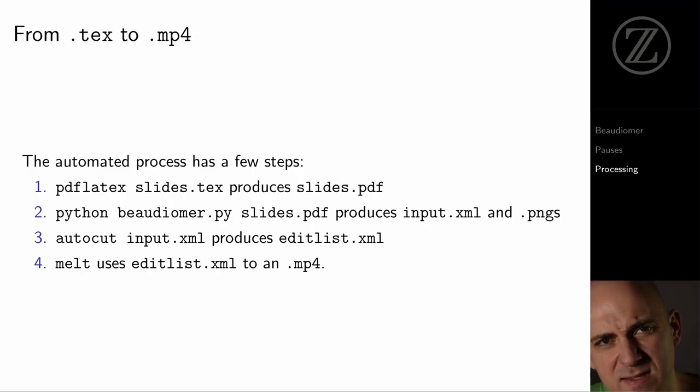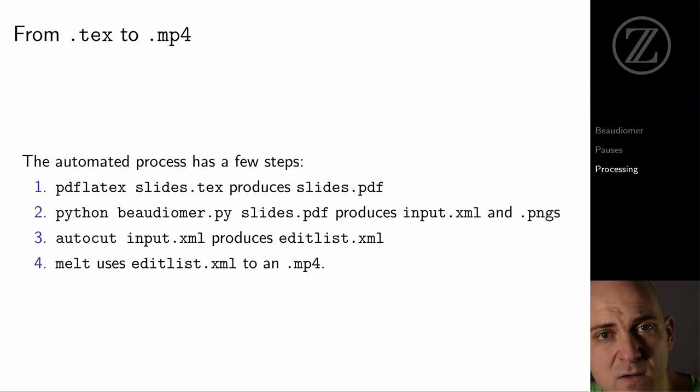The point of this process is to completely automate the transformation from a tex file to an MP4. So there's a few tools that end up being used to do this. So of course, pdfLaTeX is used to convert the tex file to the PDF, just like you normally would with Beamer. Then the Beaudiomer Python script takes that PDF file, which has some special annotations placed in it by this use package Beaudiomer, and it produces some XML as well as PNGs for each of the individual pages.